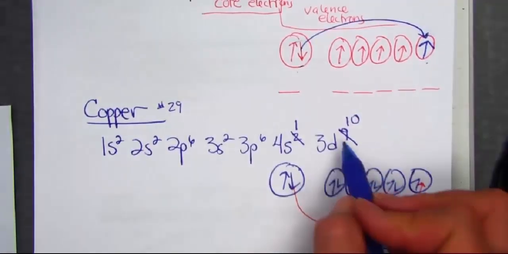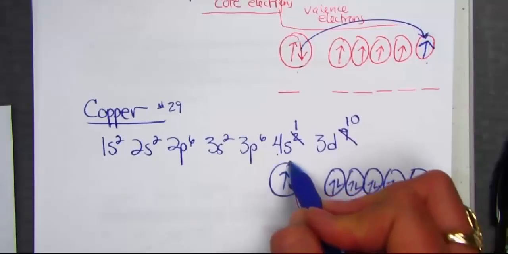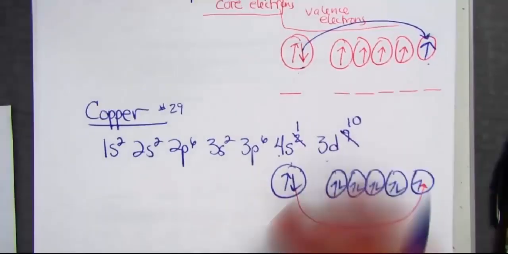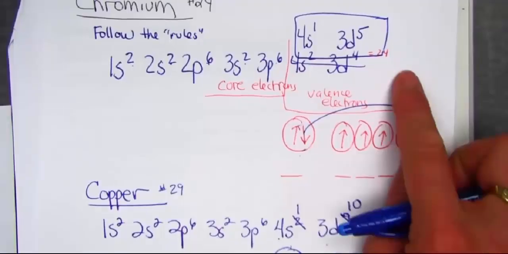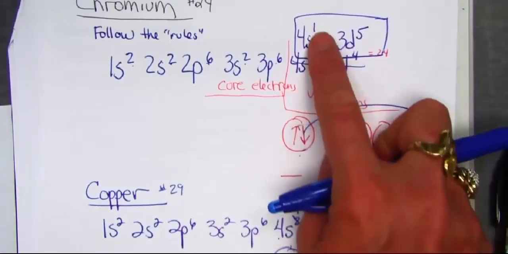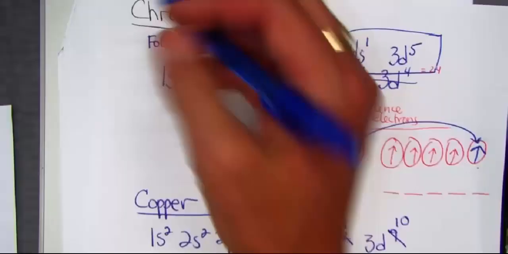The correct configuration for copper would be 4s1, 3d10. The correct configuration for chromium, 4s1, 3d5.